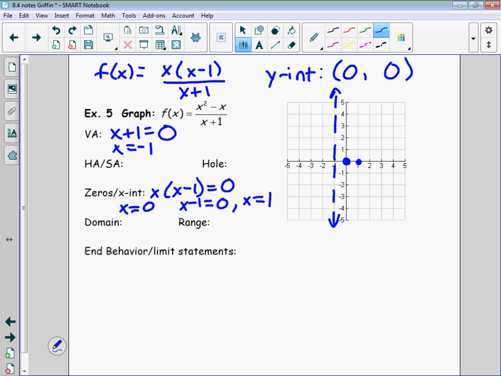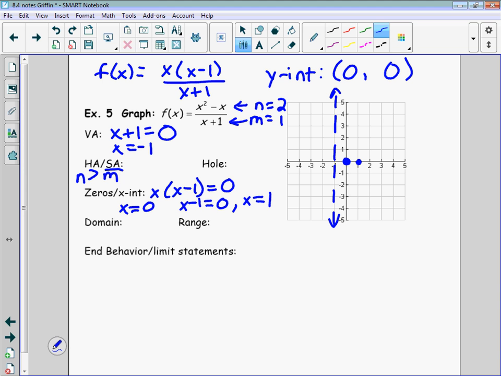The unique aspect about this graph is going to occur when we look at the degree of the numerator and the degree of the denominator. Now this will be different. The degree of the numerator is 2. We often call that n, so n equals 2. The degree of the denominator is 1, which we often call m. In this case, n is greater than m, which means we will have a slant asymptote.